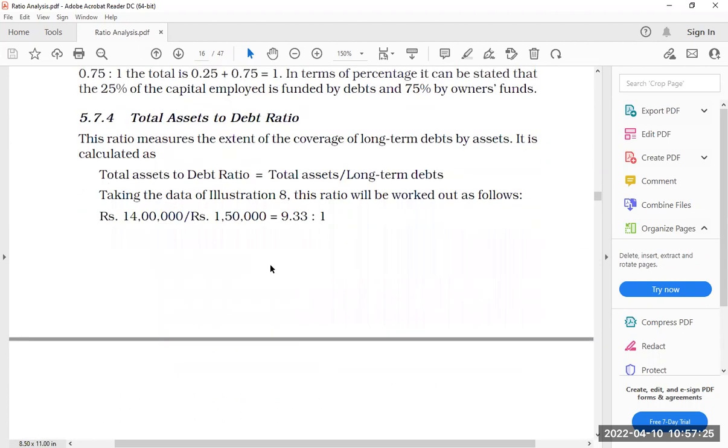Total asset to debt ratio. Next one is total asset to debt ratio. Total asset divided by long-term debt. Total asset of the company divided by long-term debt.